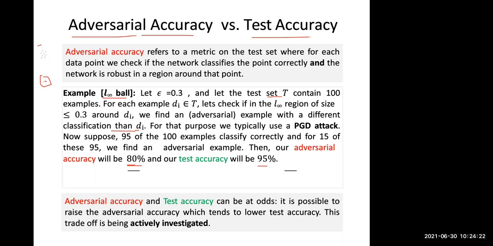So when we're talking about adversarial accuracy, we are always looking at both accuracies. When we're trying to develop an adversarial defense, we not only look at test accuracy, we also need to consider how the model is doing on adversarial attacks, and that's where adversarial accuracy plays a role.